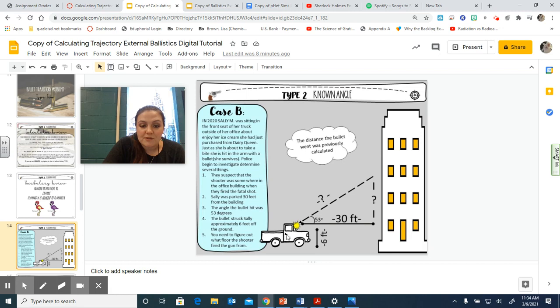The bullet struck Sally approximately 6 feet off the ground. You need to figure out what floor the shooter was on when they fired the gun.